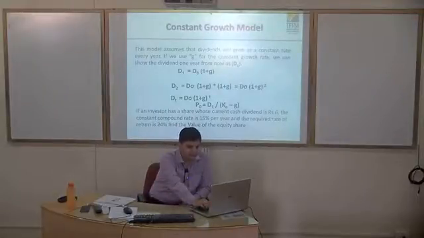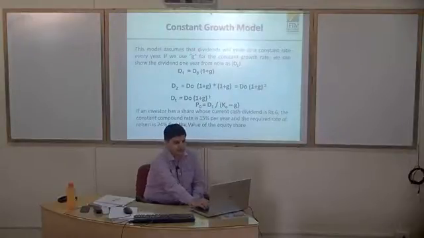D2 is D0 into (1 plus G) to the power of 2, which is (1 plus G) into (1 plus G). So Dt is D0 into (1 plus G) to the power of T. P is defined as D1 divided by (KE minus G), that's the growth.